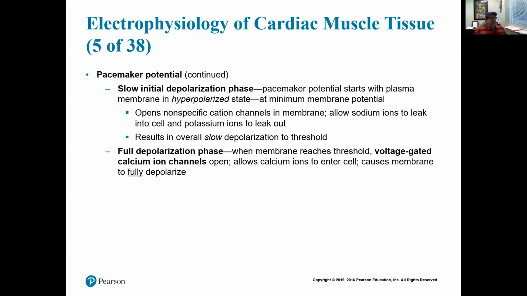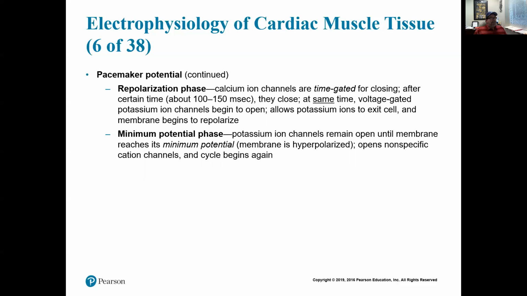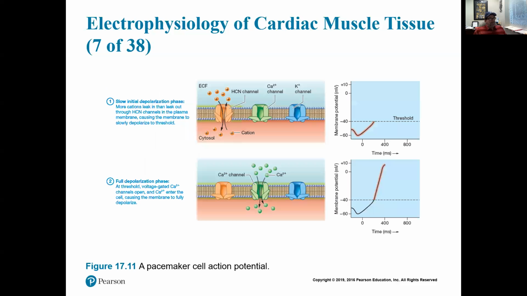In the slow initial depolarization phase that pacemaker cells start with, the plasma membrane is hyperpolarized. That is the start of it. This opens certain cation channels in the membrane and allows sodium ions to leak into the cell and potassium to leak out, resulting in a slow depolarization to threshold. Then we reach full depolarization. When that happens, the voltage-gated ion channels open, and you get a much quicker fire, fully depolarized. Okay, now look at this repolarization.